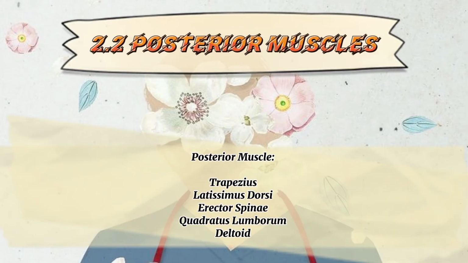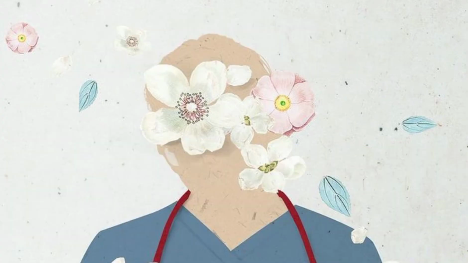Good day everyone. So for today's report, we'll be discussing the posterior muscles, namely trapezius, latissimus dorsi, erector spinae, quadratus lumborum, and deltoid.